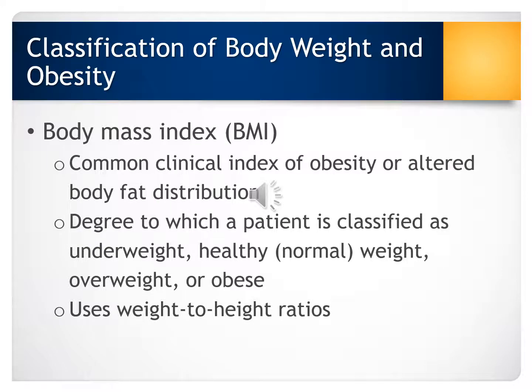The most common measure of obesity is the body mass index, or BMI. It is the degree to which a person is classified as underweight, a normal weight, overweight, or obese. It includes weight to height ratios.